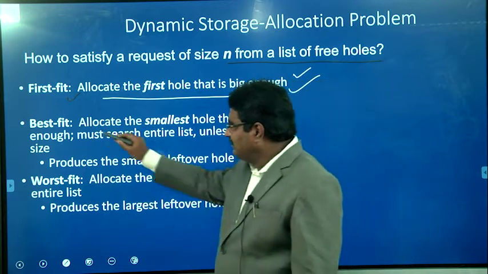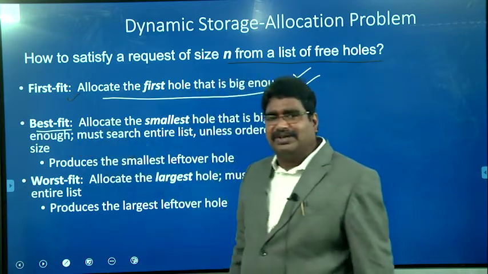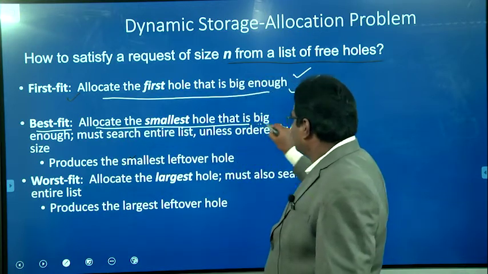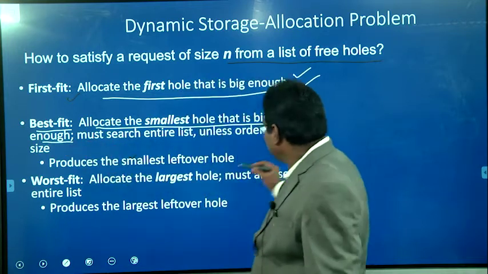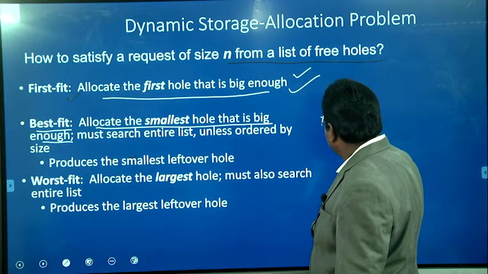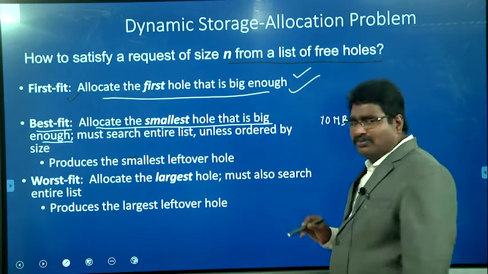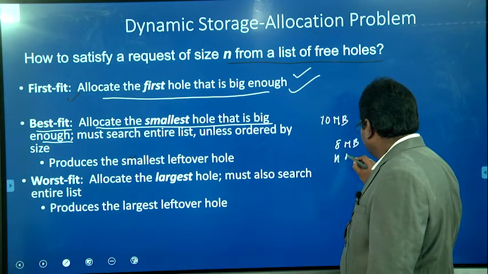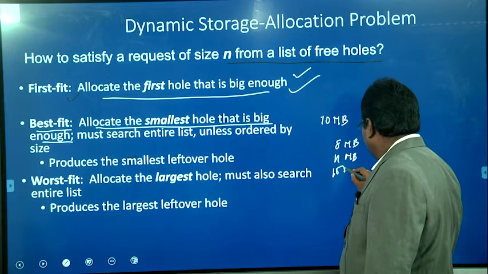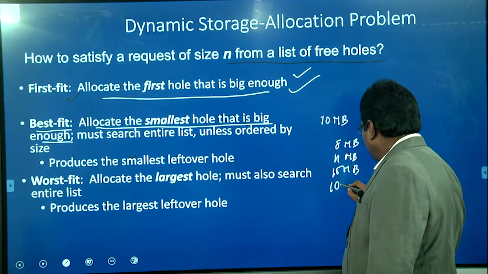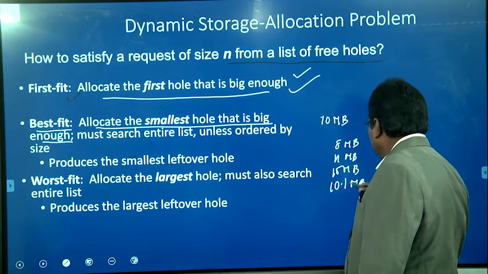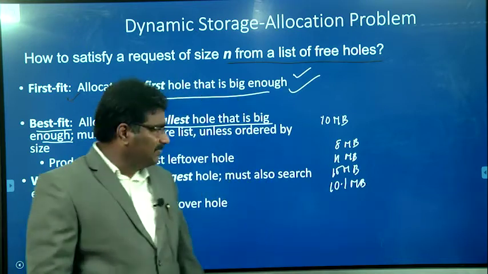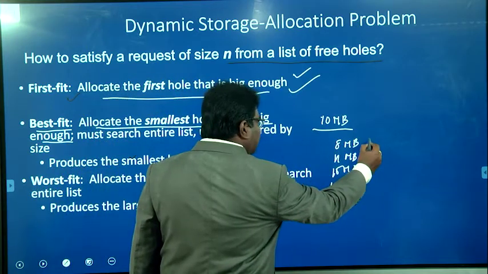And the next one is the best fit. What is the meaning of the best fit? The name itself indicates: allocate the smallest hole that is big enough. What is the meaning of that? For example, assume the process size is 10 MB. We have free holes of 8 MB, another of 11 MB, another of 15 MB, and another of 10.1 MB. Of these 4 free holes, the 8 MB one is not sufficient for the required process size of 10 MB, so we are unable to allocate it.